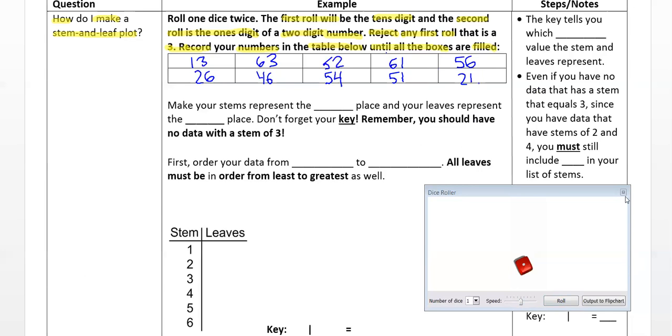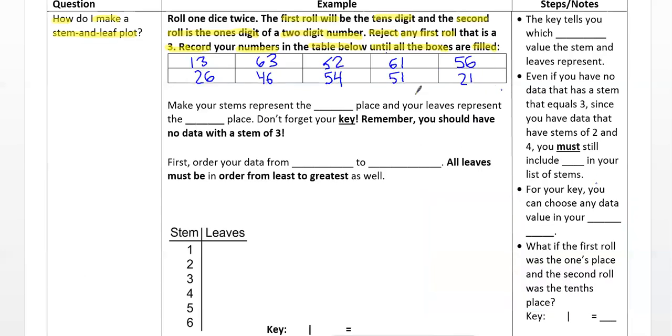We should be good. I'm going to get rid of the dice roller here. And here it is. Make your stems represent the blank place. Well, looking at our data, how many place values are there? There's a tens place and a ones place. So what do you think our stems should represent? That's right. They should represent the tens place. So I'm going to put tens. Nice and slow. And your leaves are going to represent, well, if the stems are the tens, then the leaves must represent the ones place.